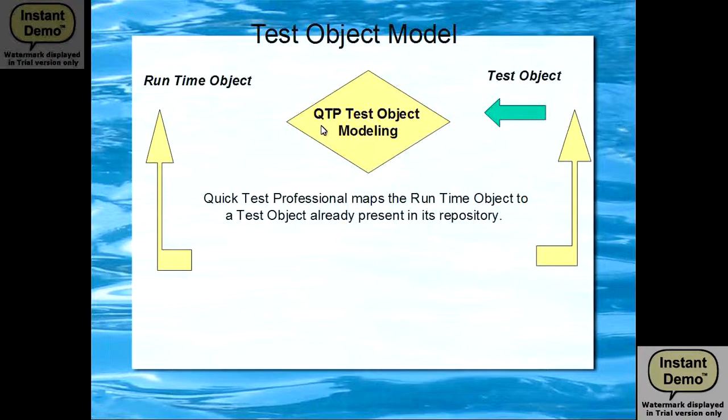QTP will simply map the runtime object, that is the actual objects on which the testing is done, with the test objects which are stored in the object repository, that is object spy. And if it gets mapped, then it will perform the action on the recorded object.